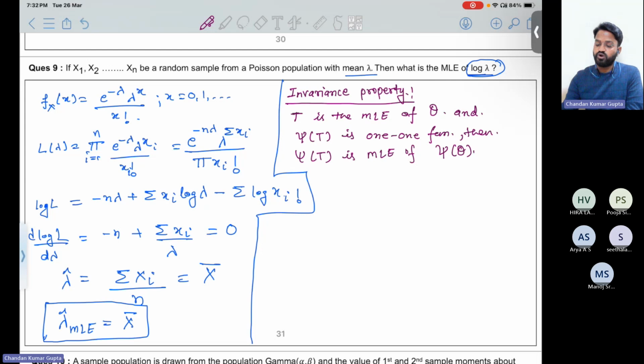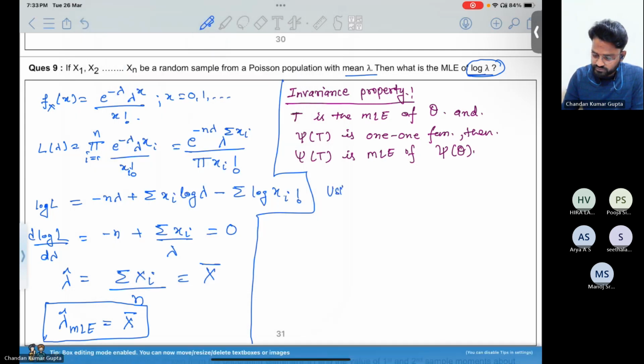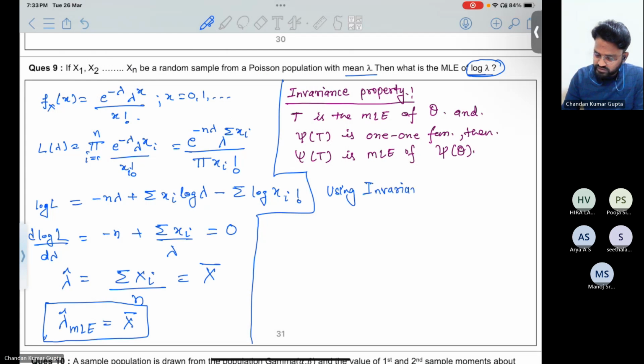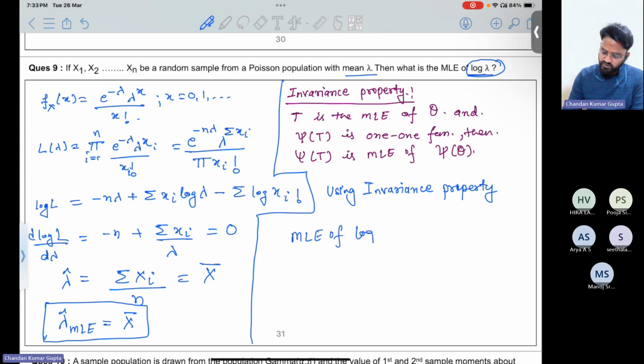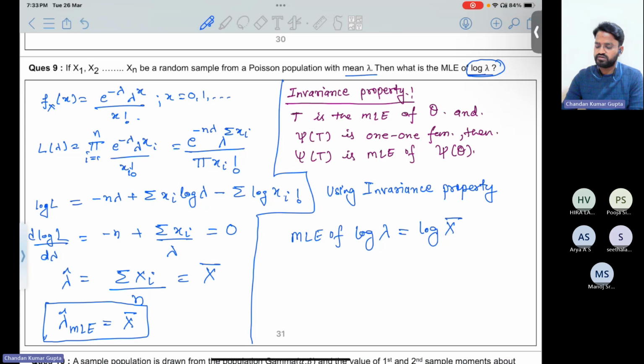So with the help of this, and log lambda is a one-one function, using the invariance property, the MLE of log lambda is equal to log of the MLE of lambda, that is log of x bar. This is our answer.